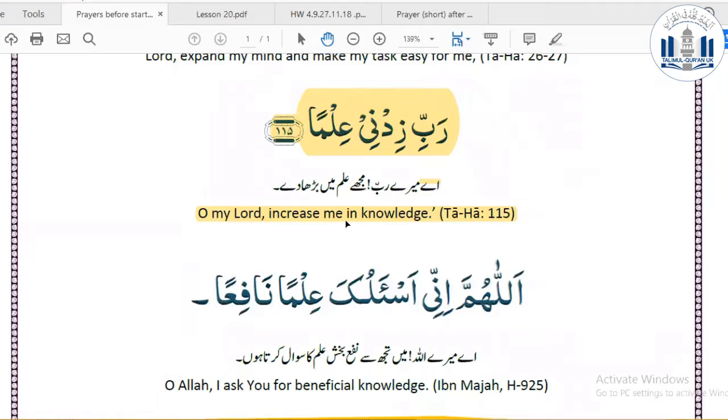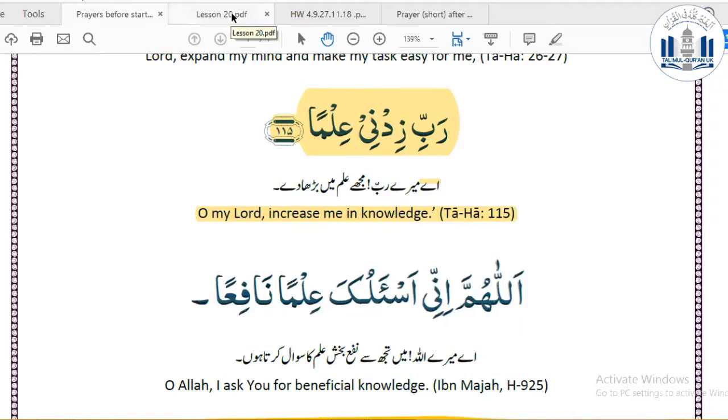Oh my Lord, increase me in knowledge. Excellent. And where's this from? Taha 115. Yes, so Surah Taha in the Holy Quran, verse 115. Okay? Jazakumullah. I'll call you to the mic later on, but for now, Jazakumullah. Okay, so that was our prayer from the Holy Quran.